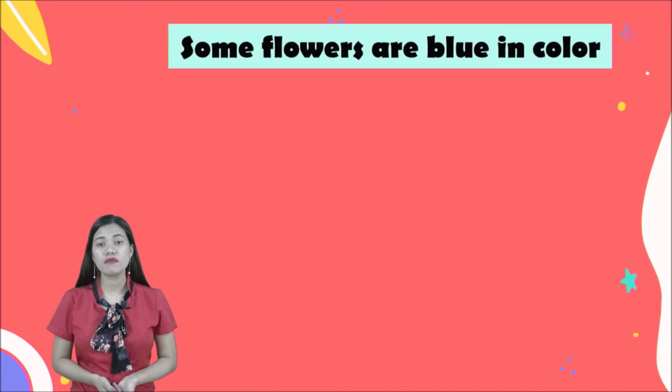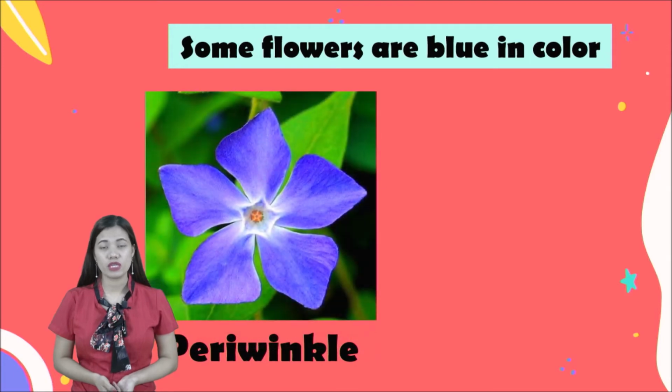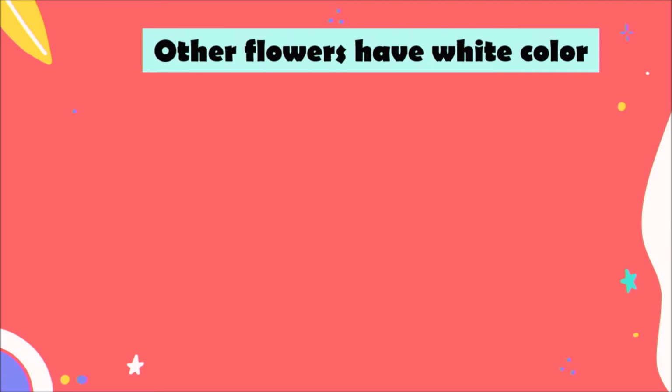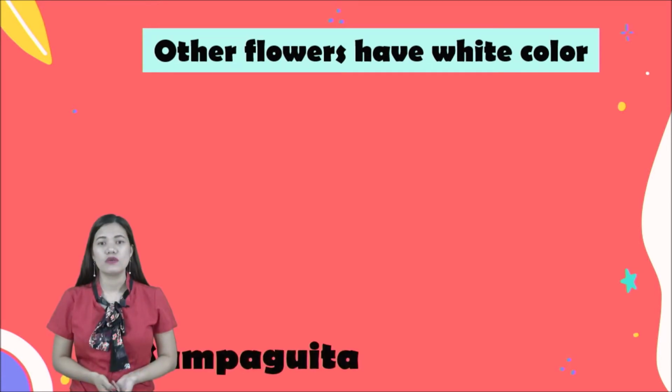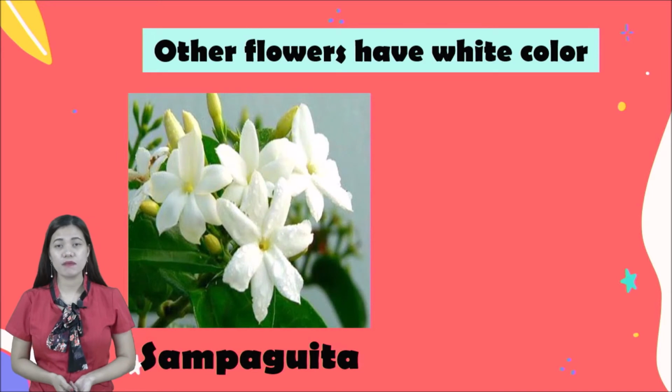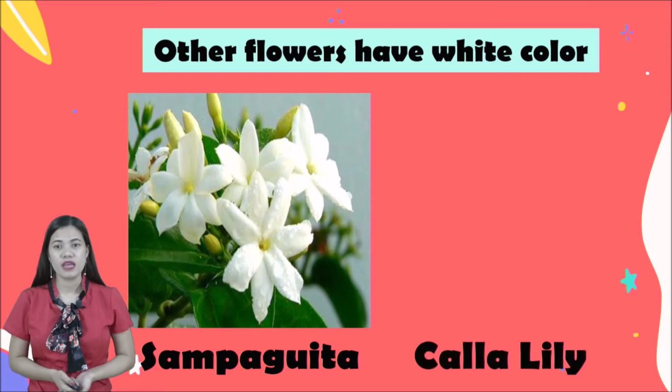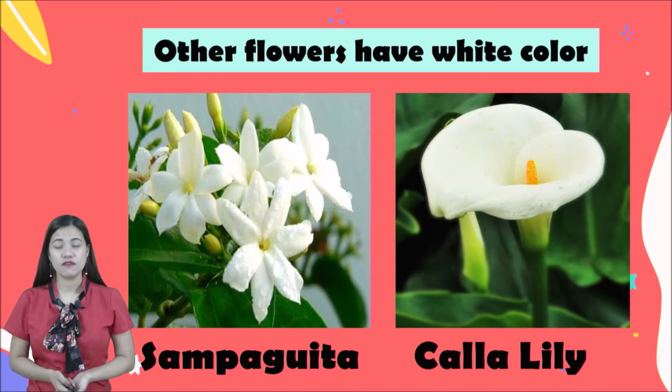Next, some flowers are blue in color, such as periwinkle and cornflower. Next, other flowers have white color. We have sampaguita. Maybe this kind of flower is very familiar to you kids because this is our national flower. And calla lily flower. So those are different colors of the flowers.